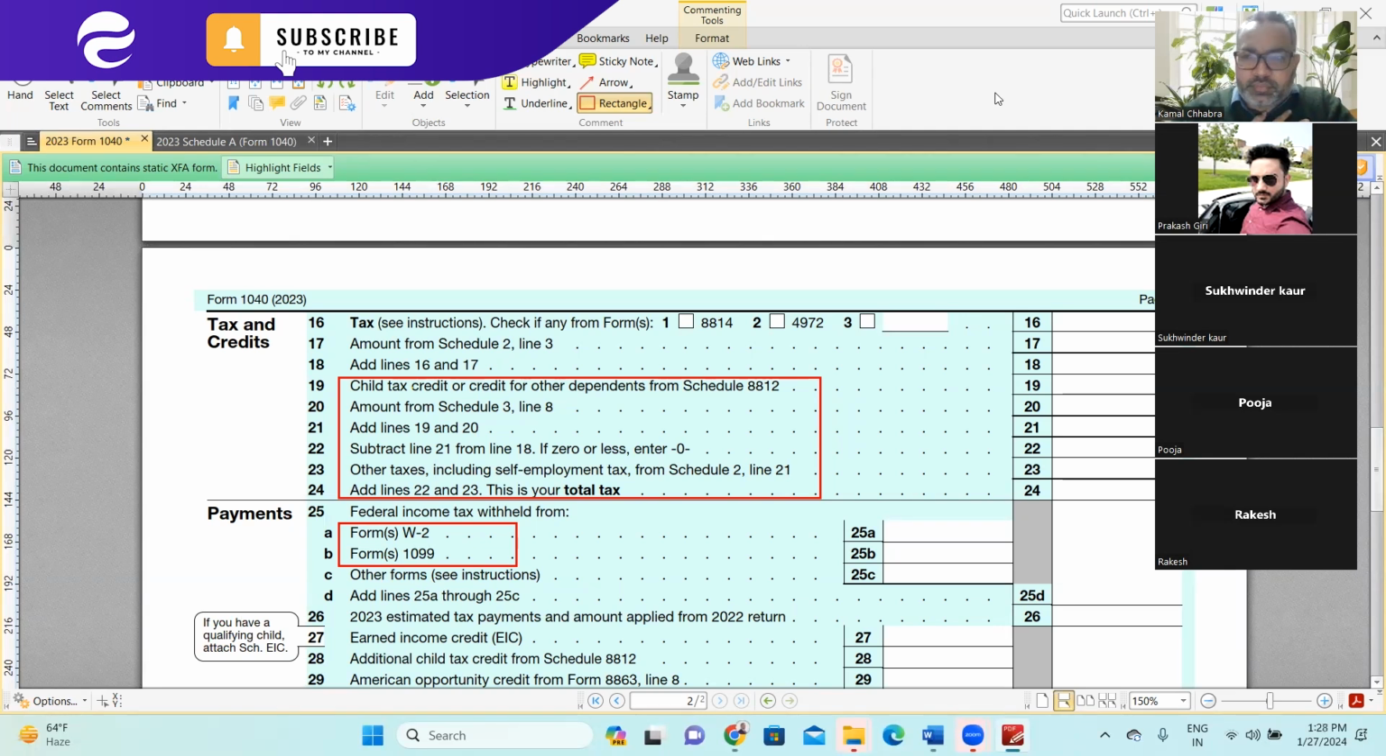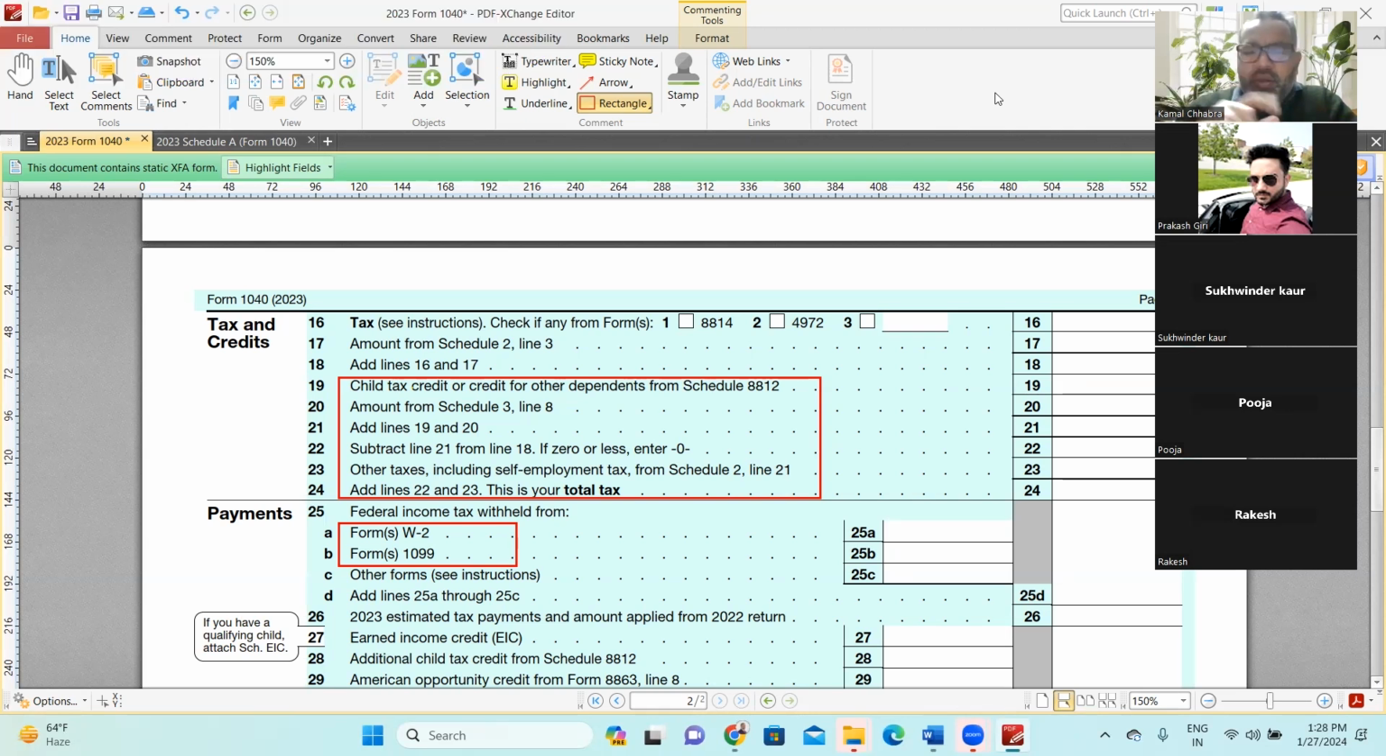And W2s are basically for employees only. W2 is straightforward for wages and salaries only, but 1099 is for all other categories, and what you are saying is 1099 MISC, miscellaneous. Yeah, so there would be 1099 DIV, 1099 INT. So there are almost 20 plus categories of 1099.